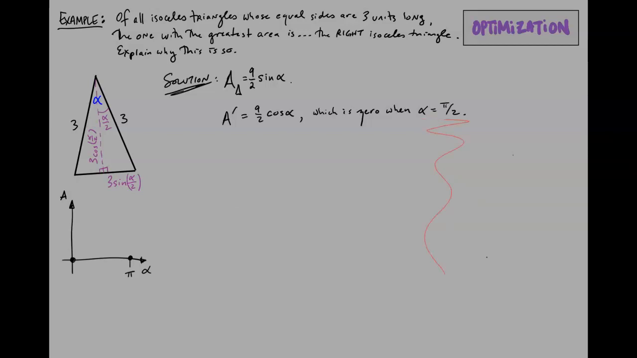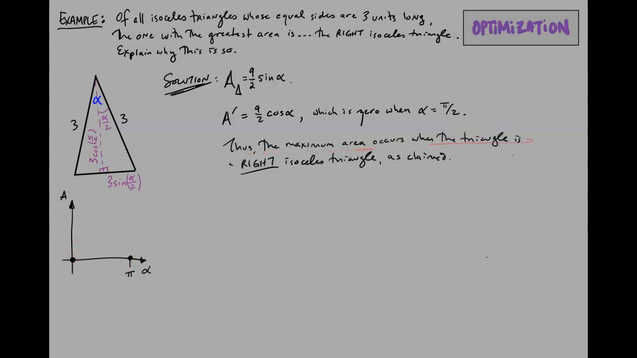This is the only critical point between 0 and pi. That means there's only one turning point. And there has to be a turning point. It can't be like one of those x cubed guys, because we start at 0 and end up at 0. So we must go up and come down. And it happens at pi over 2. Thus, the maximum area occurs when the triangle is a right isosceles triangle, as claimed. And the graph looks something like this, which of course is actually obvious all the way back here. You could have just thought of the graph of this thing and solved the problem that way too.